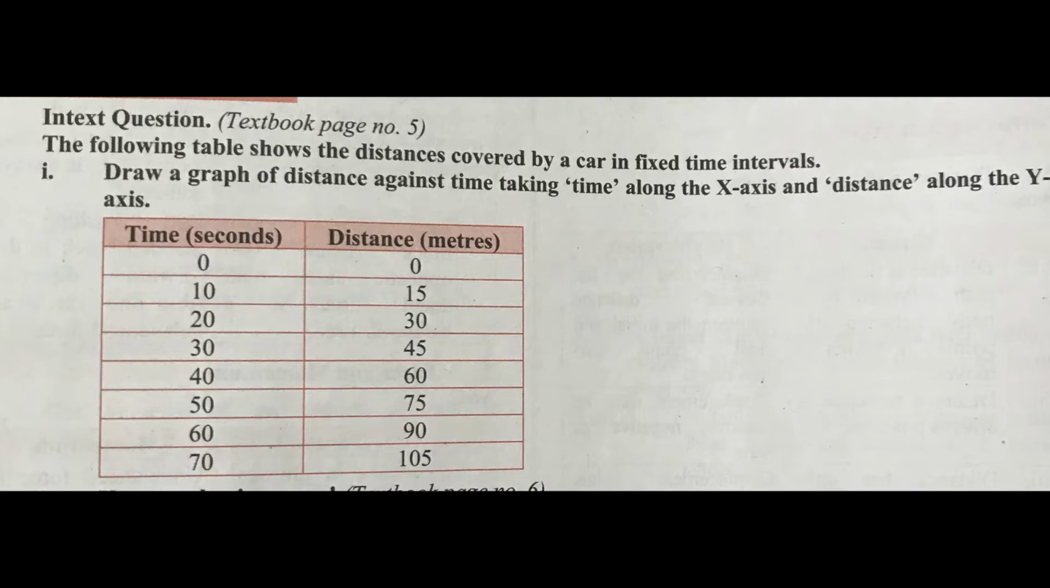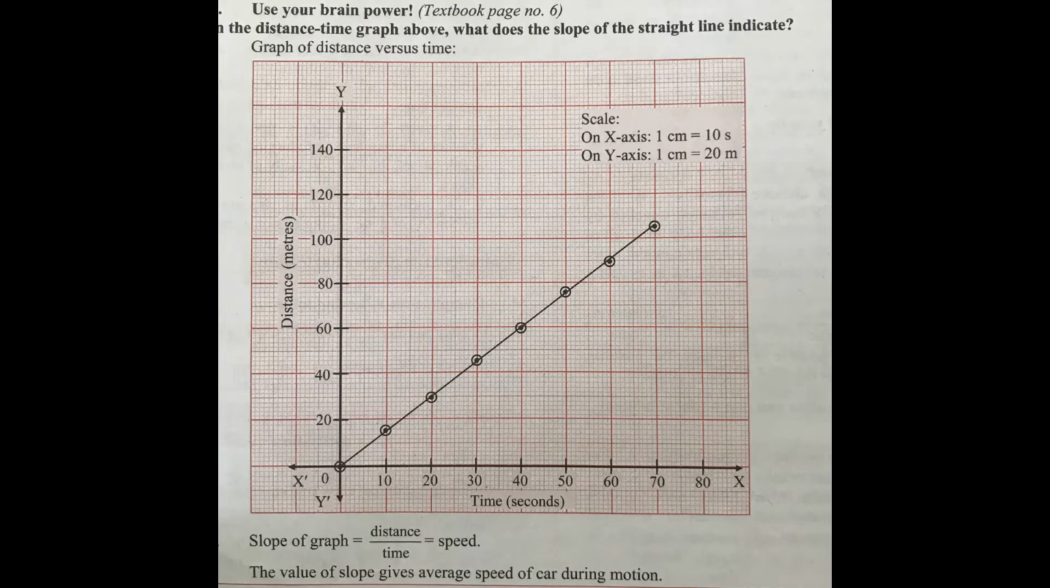So what you have to do? You have to draw the graph on graph papers. So distance time graph. Distance is taken on the y-axis and time is taken on the x-axis. On the x-axis 1 centimeter is equal to 10 seconds and on the y-axis 1 centimeter is equal to 20 meters. They have taken it as 20 meters.